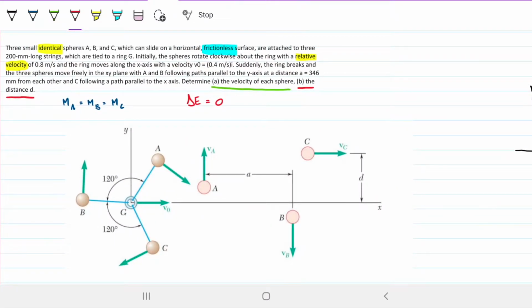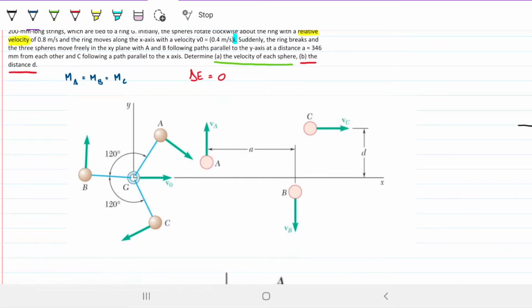It's moving along the x-axis, and the velocity v naught is 0.4 i. And this i is just an indication that this guy is moving along the positive direction of the x-axis, which is considered to be the right-hand side, just by convention. So this i is just indicating that it's going this way, as in the figure. Suddenly the ring breaks and the spheres move along parallel paths. Okay, great.